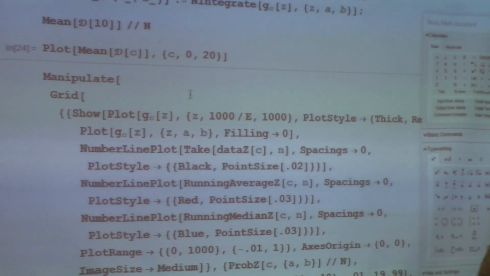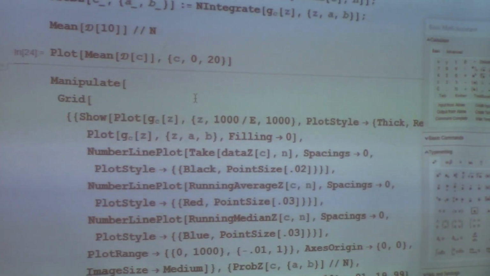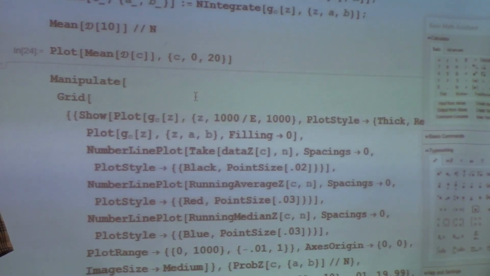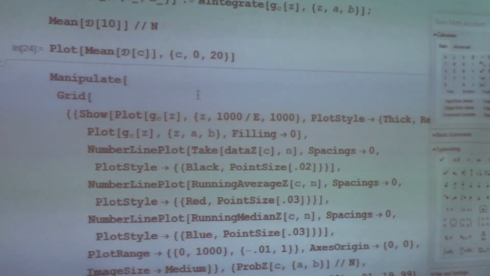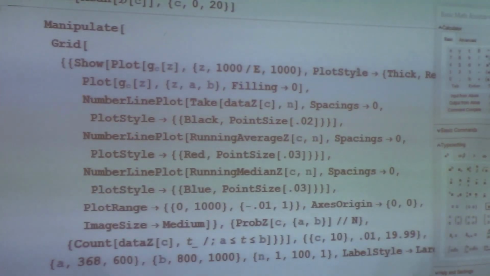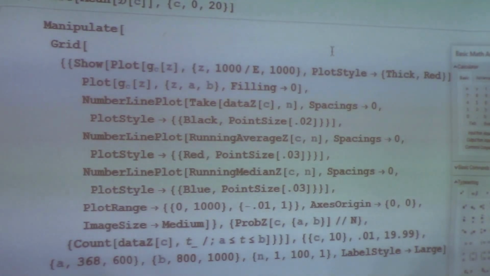Come on, come on. It's running still. Okay. Is my computer better than this? Mathematica's speed is somewhat hardware dependent. Come on. It says it's running.